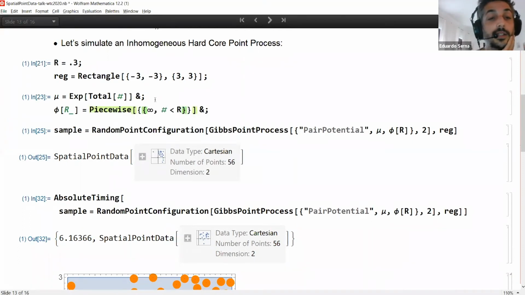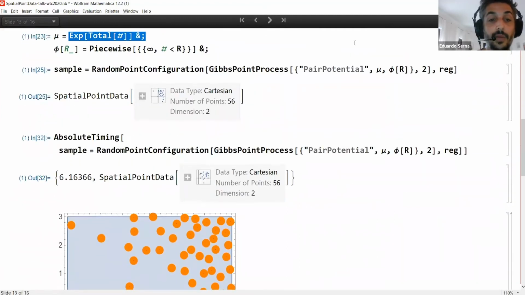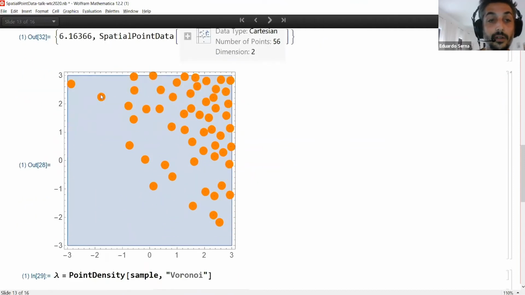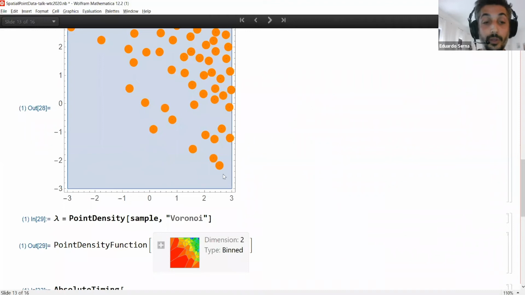And let's just use a density that again is exponentially increasing, so that the points are biased towards one end of the observation region. We can generate the points, and this is the picture we have. There are essentially no points closer than the hardcore radius, and all of them are toward one corner of the observation region.